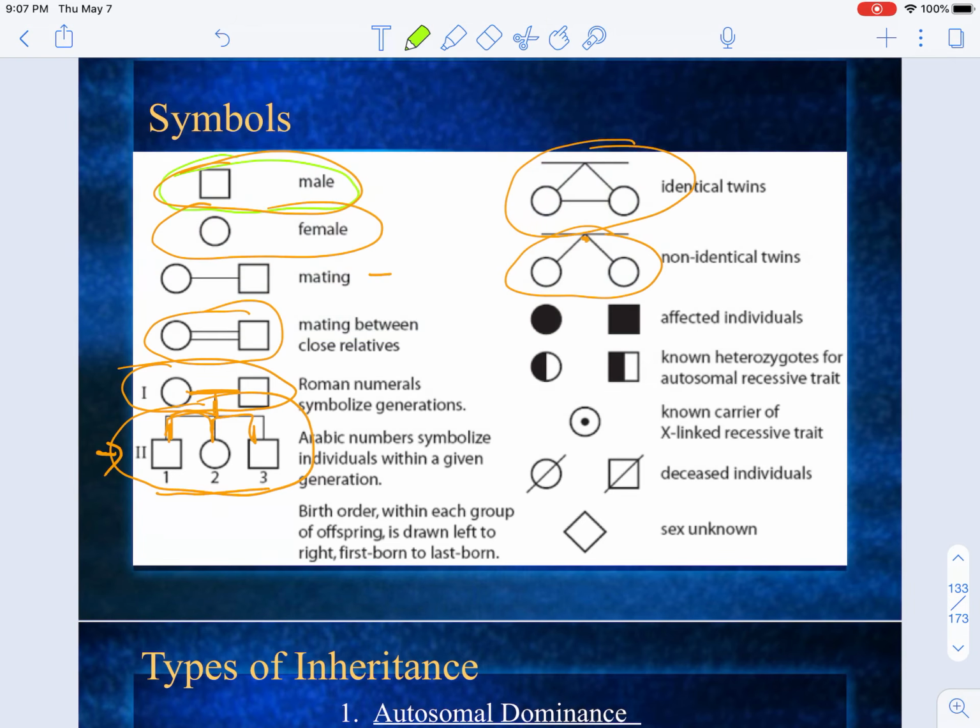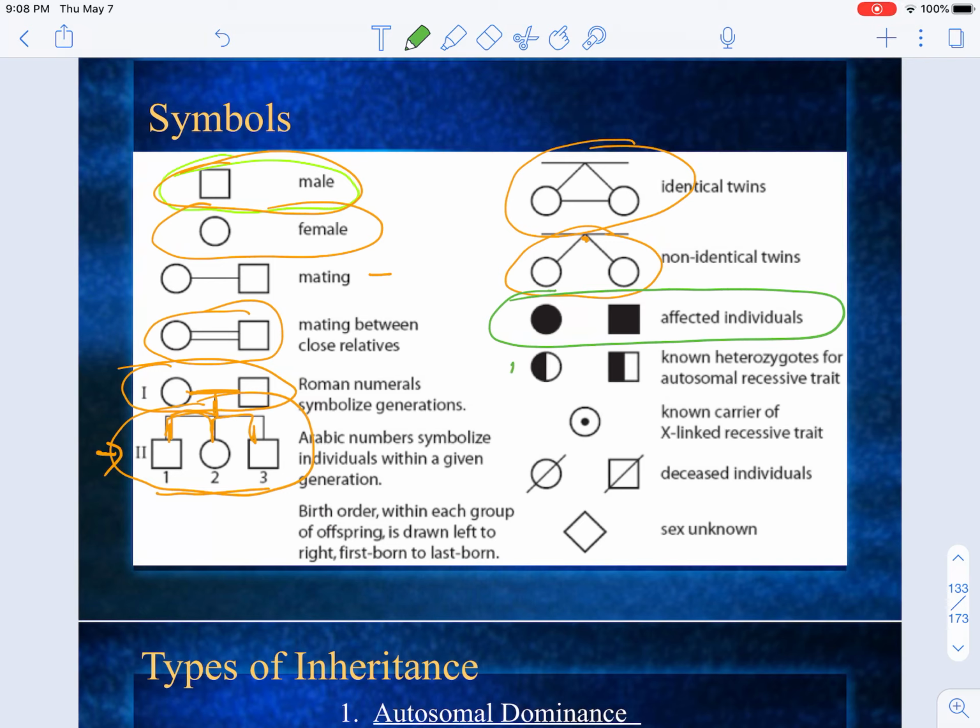This is the important one here. If we have affected individuals, they will be shaded, and that is the way that you know which individuals in the whole pedigree are ones that have the condition that you are studying. So it would be a pedigree about one condition. The ones who are shaded are the ones who have it.